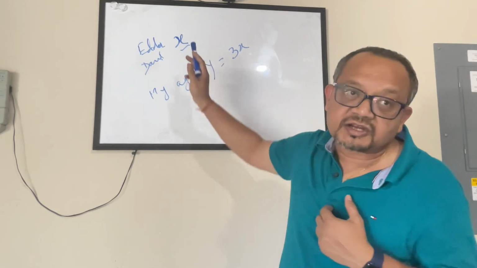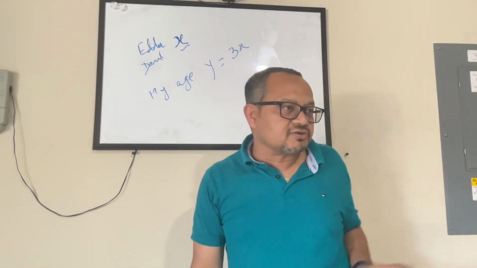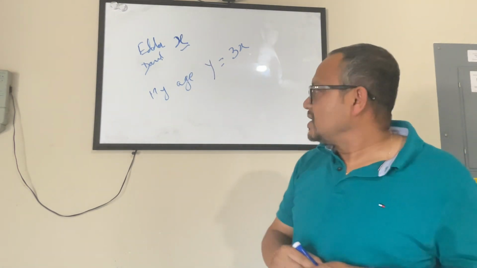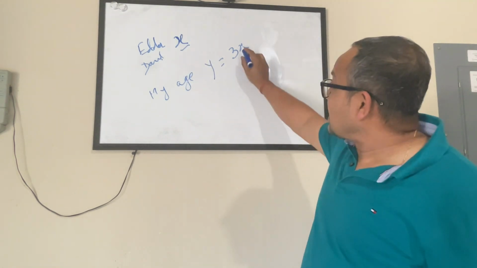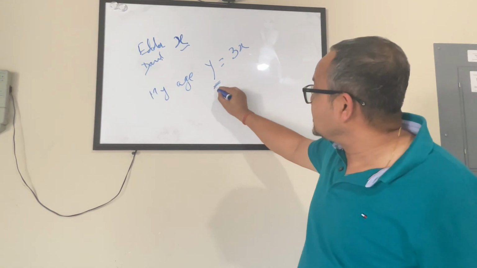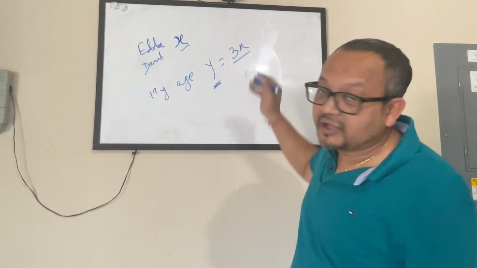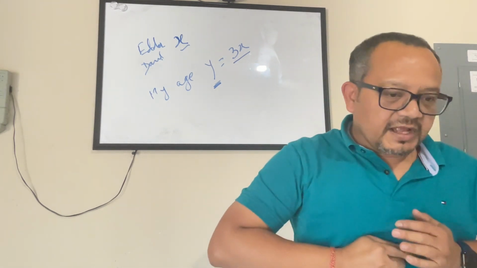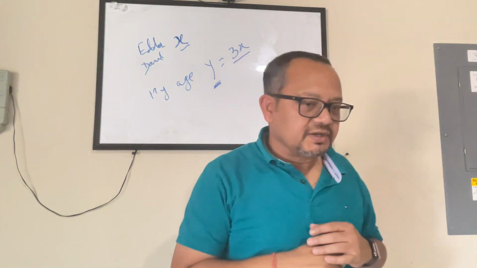My age is 3 times the age of my elder daughter. So let's say my elder daughter is X years old. You guys don't know how old she is, right? So I'm saying she is X years old, and my age is 3 times her age. So if my age is Y, it is 3 into X, where X is the age of my elder daughter. That's the first line of the story.